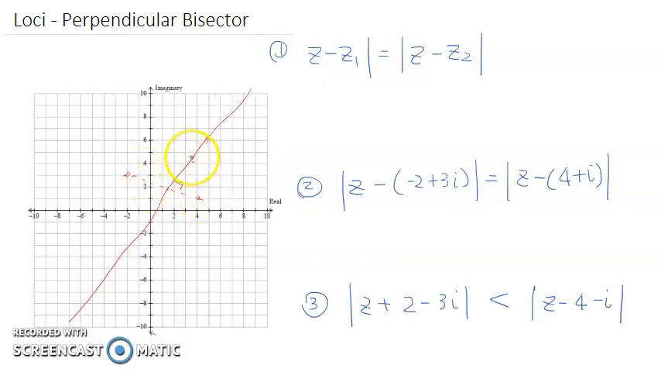Any point on this straight line can create the equal distance. From here to here is the same. I can choose any point, and this distance and this distance are the same. Therefore, this straight line is the locus that satisfies this condition.